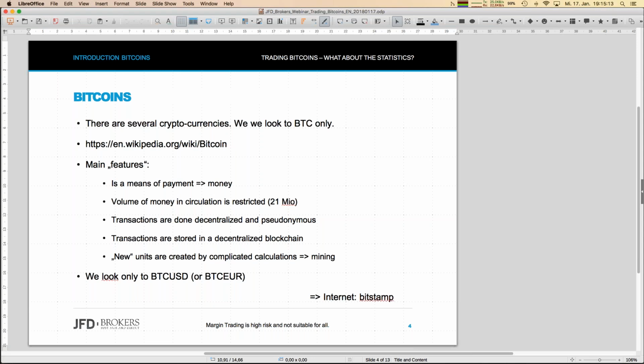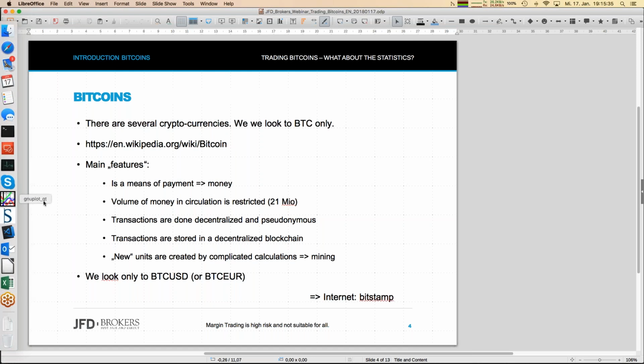I mentioned already that mining process, and that's how to create new circulating bitcoins out of those 21 million. And that's done by a complicated computer calculation. What's important for us as a trader? We trade currency forex pairs, and in this case, we trade pairs like BTC USD or BTC Euro, and that's what we want to trade. And I hope that within a couple of weeks or months we can trade those at JFD once again.